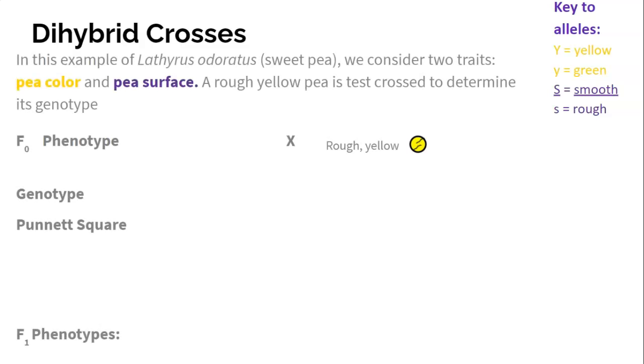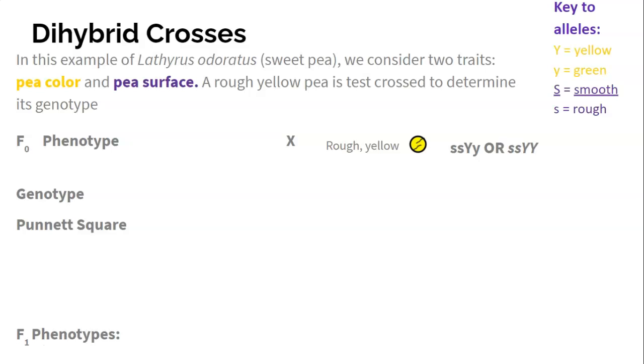Now, I want to know more about this specific pea. All I know is that it's rough and it's yellow. I don't know its genotype, and I don't know anything else about its parents. So really it has 2 possible genotypes. It could be lowercase s, and then heterozygous for yellow, or it could be lowercase s, homozygous dominant for yellow.